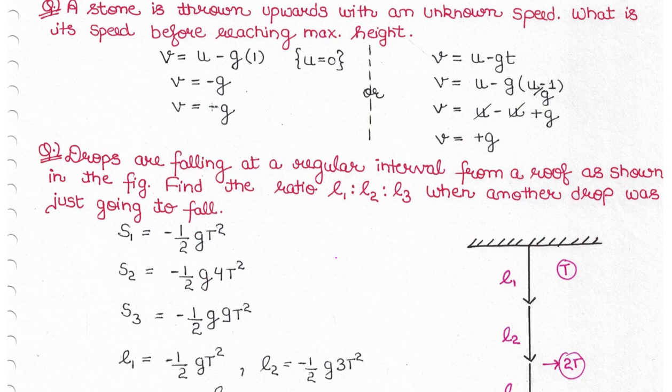Now a stone is thrown upward with an unknown speed. What is its speed before reaching maximum height? Using the above equation we can write v is equal to u minus gt, with t is equal to u by g, so v is equal to u minus g into u by g, which gives v is equal to plus g. Okay.